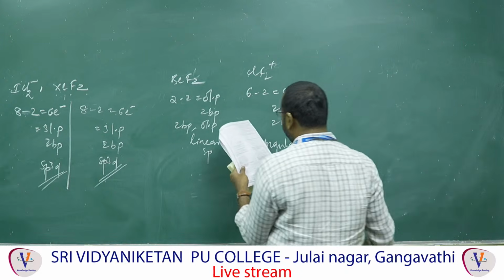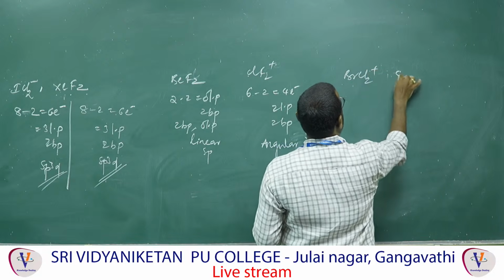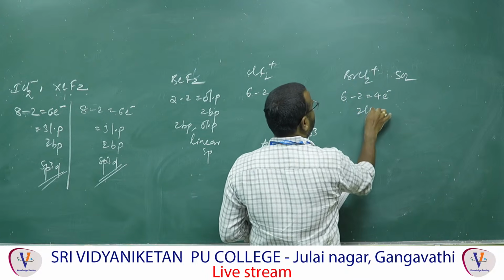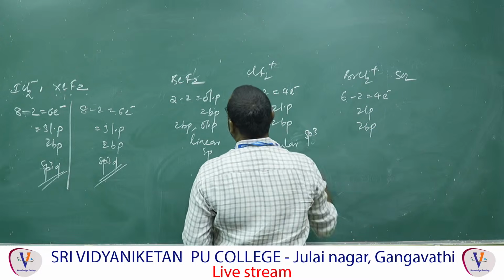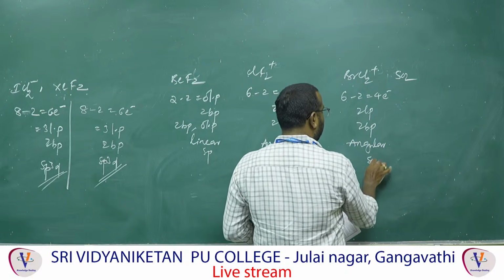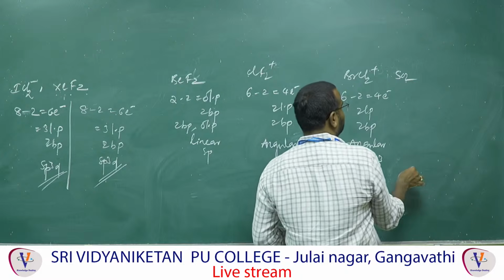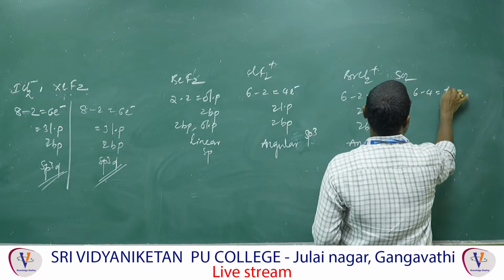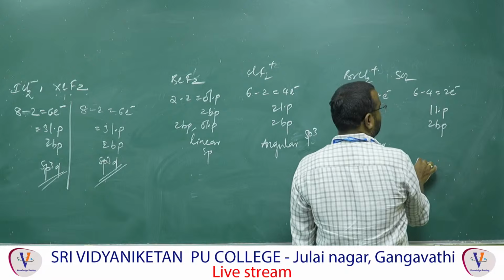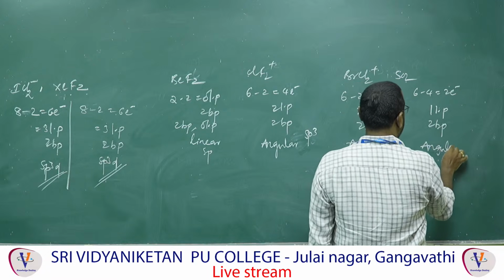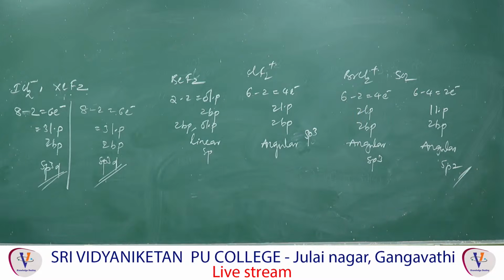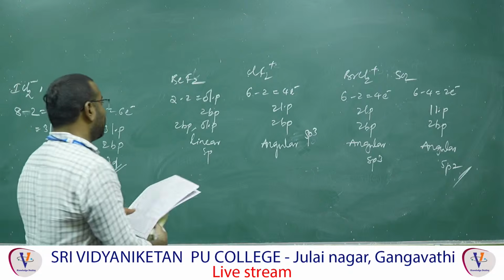Moving on to the third option, we have BrCl2 plus and SO2. 7 minus 1 is 6, 6 minus 2 is 4. 2 lone pairs, 2 bond pairs. We have angular sp3 hybridization, and then SO2 when we consider, this is 6 minus 4, 2 electrons. 2 electrons when we consider, it's 1 lone pair, 2 bond pairs. That's also angular or bent shape, but the hybridization is sp2. Therefore, we have option 3 as the correct answer. Moving on to 72nd question.